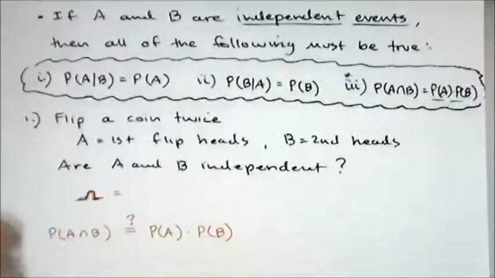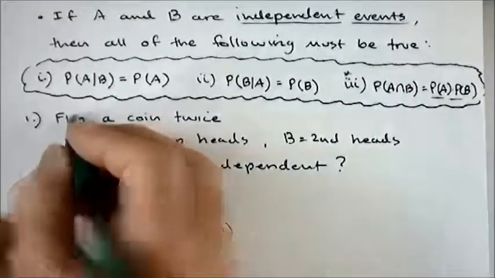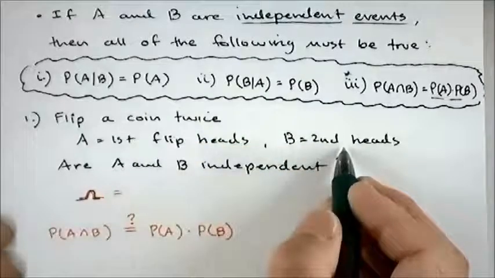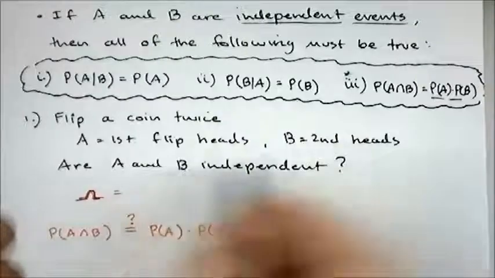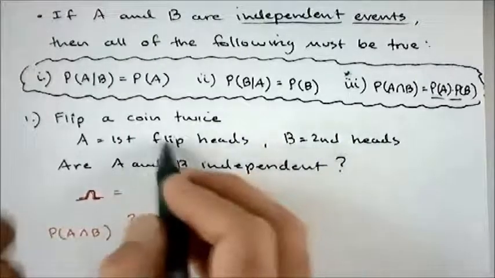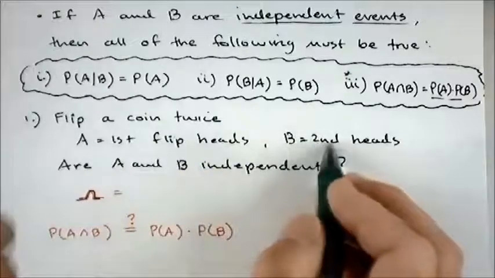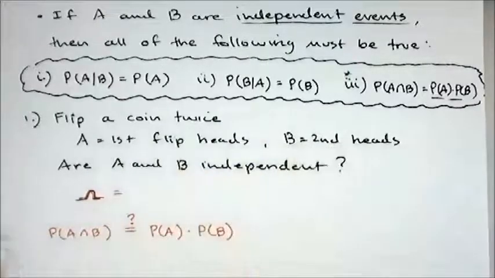But so for example, if we flip a coin twice, and we look at the events that your first flip was heads, your second flip was heads, the question is, are A and B independent? In other words, does the fact that the first flip was a head influence the probability that the second flip is going to be a head? Your intuition is probably telling you, no, of course not, right? I like to say coins don't have memories. They don't remember what happened on the previous flip. But how can I really prove that to somebody?